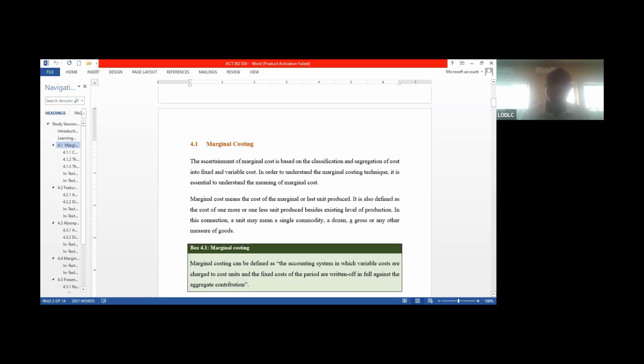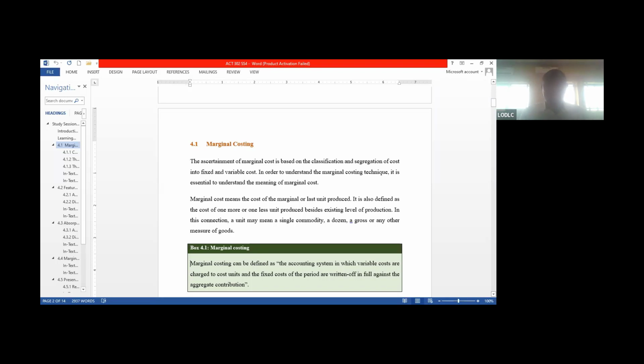So what we are trying to say here is that marginal cost is different from marginal costing, because marginal costing is a technique. Marginal cost is as if you are talking about variable cost. Marginal cost is also known as variable cost. So the cost of one more or one less unit produced beside the existing level of production is referred to as marginal cost.